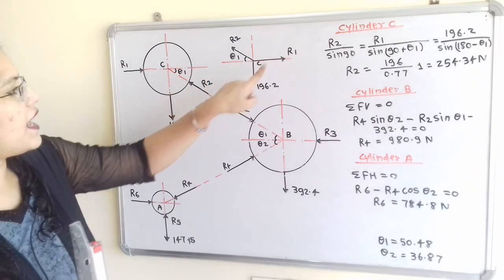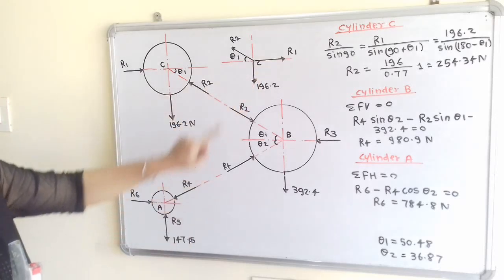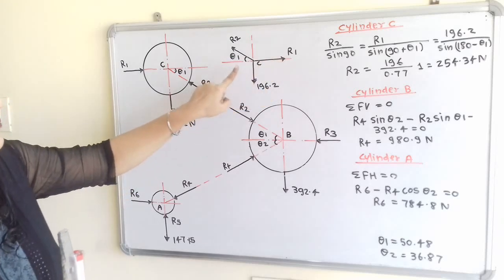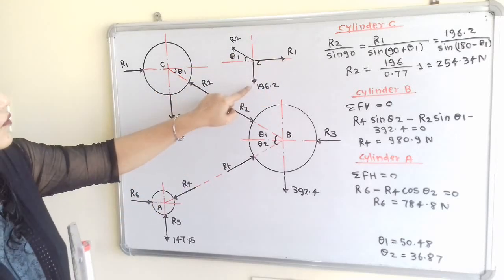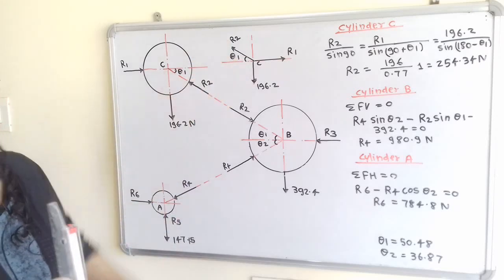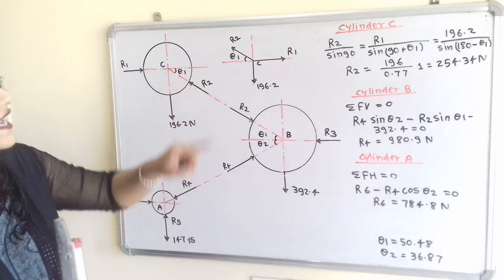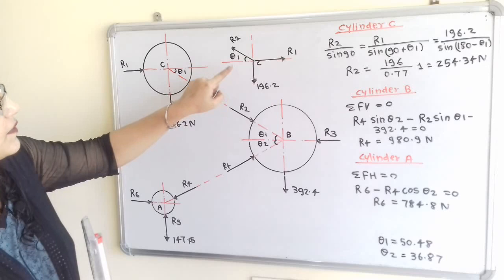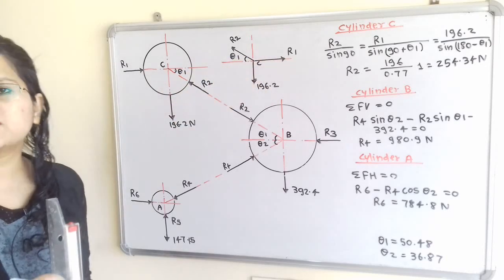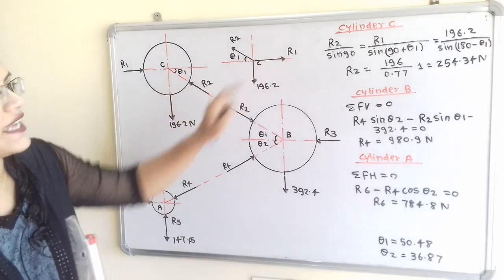Now we will write here R2 divided by sine of angle between other two forces. So this angle is 90 degree, which is equal to R1 divided by sine of angle between other two forces, that is this 196 and R2. So it is 90 plus theta 1 is equal to this 196.2 divided by sine of angle between R2 and R1. So if we observe, along this horizontal line, this total angle is 180, and if we take 180 minus theta 1, then we will get this angle.